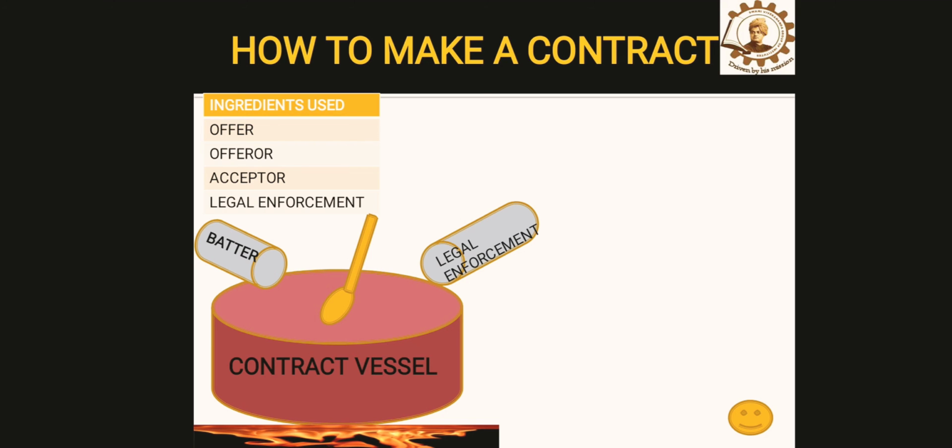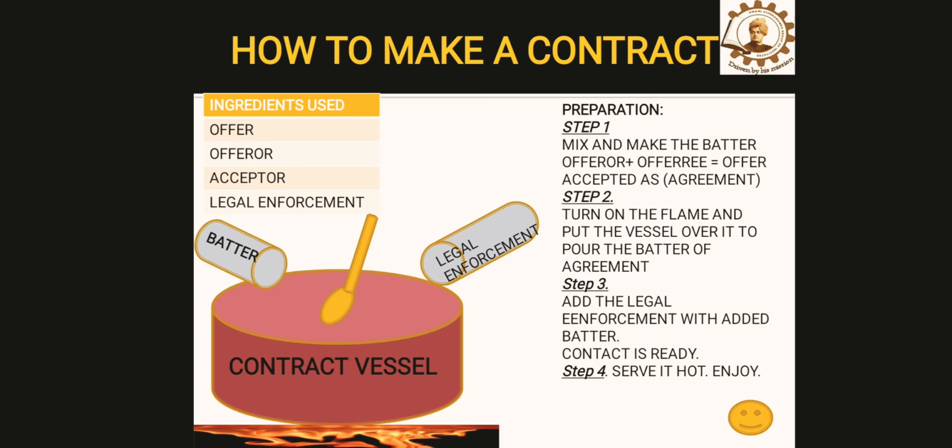Let's have a look at the preparation. Step 1. Mix and make the batter of offerer plus offeree, which leads to offer accepted as agreement. Step 2. Turn on the flame, put the vessel over it and pour the wet batter of agreement. Step 3. Add the legal enforcement with added butter. Now your contract is ready. Serve it hot and enjoy. Okay, I think the contract is clear.